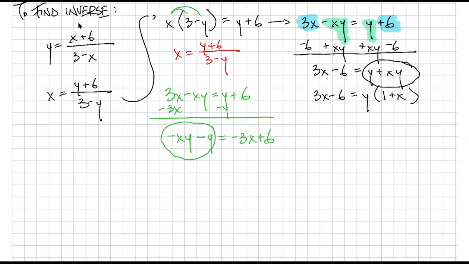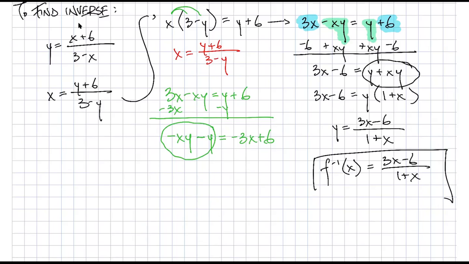Yeah, we factored out the y, right? So we need a placeholder for that. And then we can divide and we'll get y equals 3x minus 6 over 1 plus x. And we would replace that with our inverse function equals 3x minus 6 over 1 plus x. Okay?